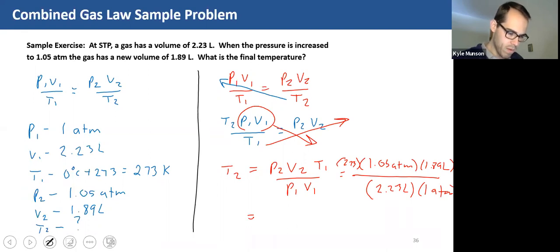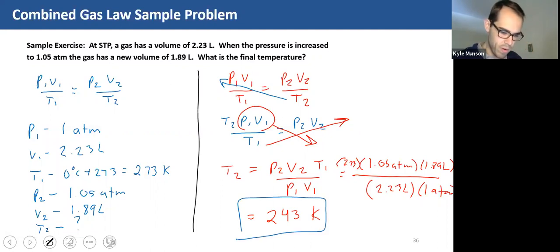Okay, 273 times 1.05 times 1.89 divided by 2.23. Okay, so I get T2 equals 243 Kelvin. And I hope you got that answer as well. Let's just check it one more time. 273 times 1.05 times 1.89 divided by 2.23, and that's what I get.